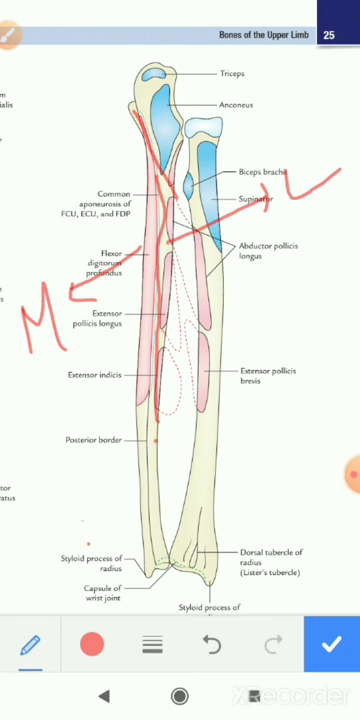From its upper 1/4 there is the origin of the abductor pollicis longus. From the next 1/4 there is attachment of the extensor pollicis longus. From the next 1/4 there is the origin of the extensor indicis. And the lower 1/4 has no muscle, that means it is devoid of muscle.